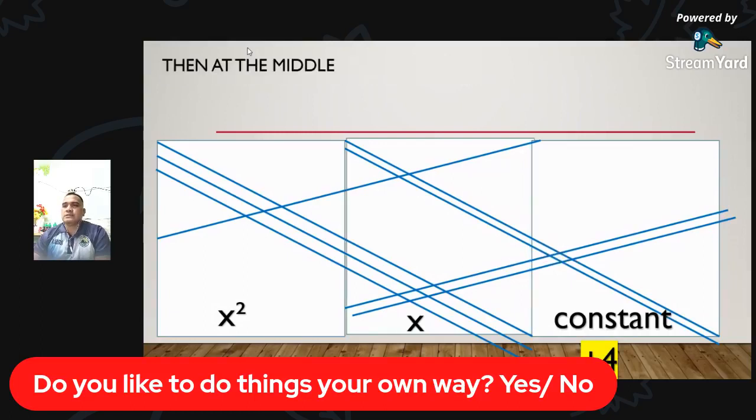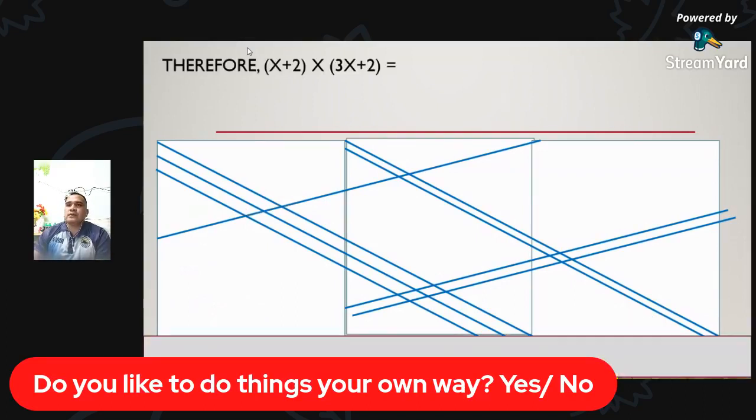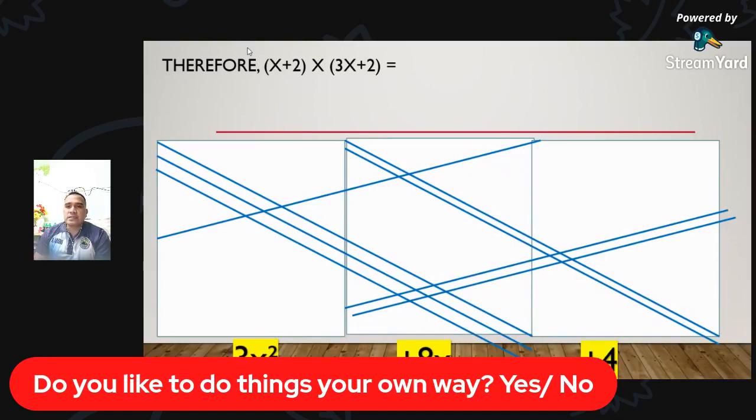Let's go with the x region. We have 1, 2, 3, 4, 5, 6, 7, 8. So we have positive 8x. Next, let's try the intersection at the x squared. We have 1, 2, 3. Now we have 3x squared. Therefore, x plus 2 multiplied to 3x plus 2 is equal to 3x squared plus 8x plus 4.